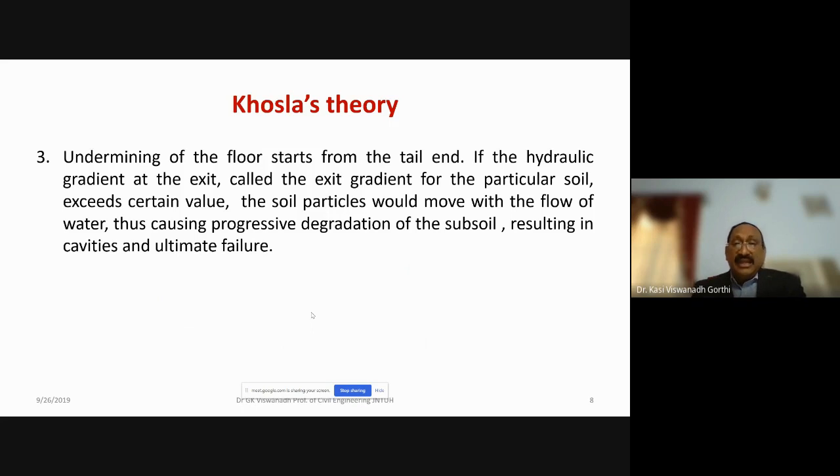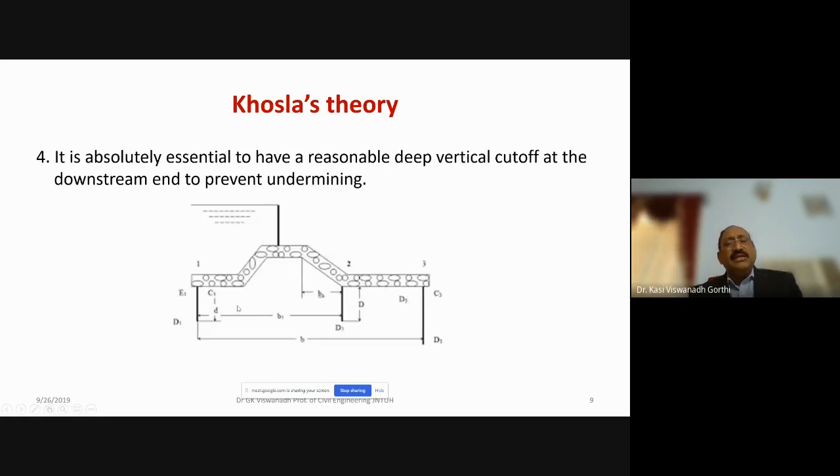See, the hydraulic gradient at the exit, called the exit gradient, for a particular soil, if it exceeds a certain value, the soil particles would move with the flow of water, causing progressive degradation of the subsoil, resulting in cavities. Finally, it leads to the failure. This is another observation made by Khosla. Undermining of the floor starts from the tail end. It is not from the upstream side. It is only from the tail end of the foundation that it will start. And if the exit gradient exceeds a certain value, the soil particles would move with the flow of water, causing progressive degradation, finally resulting in cavities, leading to the failure.